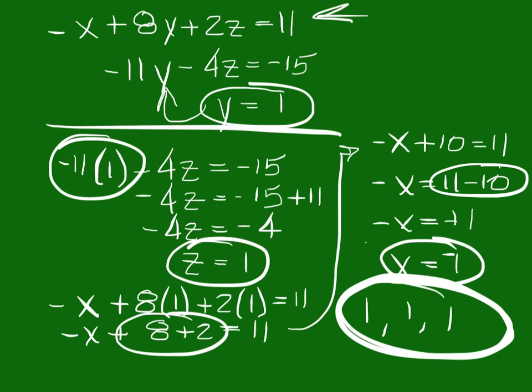Yeah, that should have been a positive 1 right there. And then that makes the answer negative. So x is a negative 1 on that one. Negative 1, 1, 1.